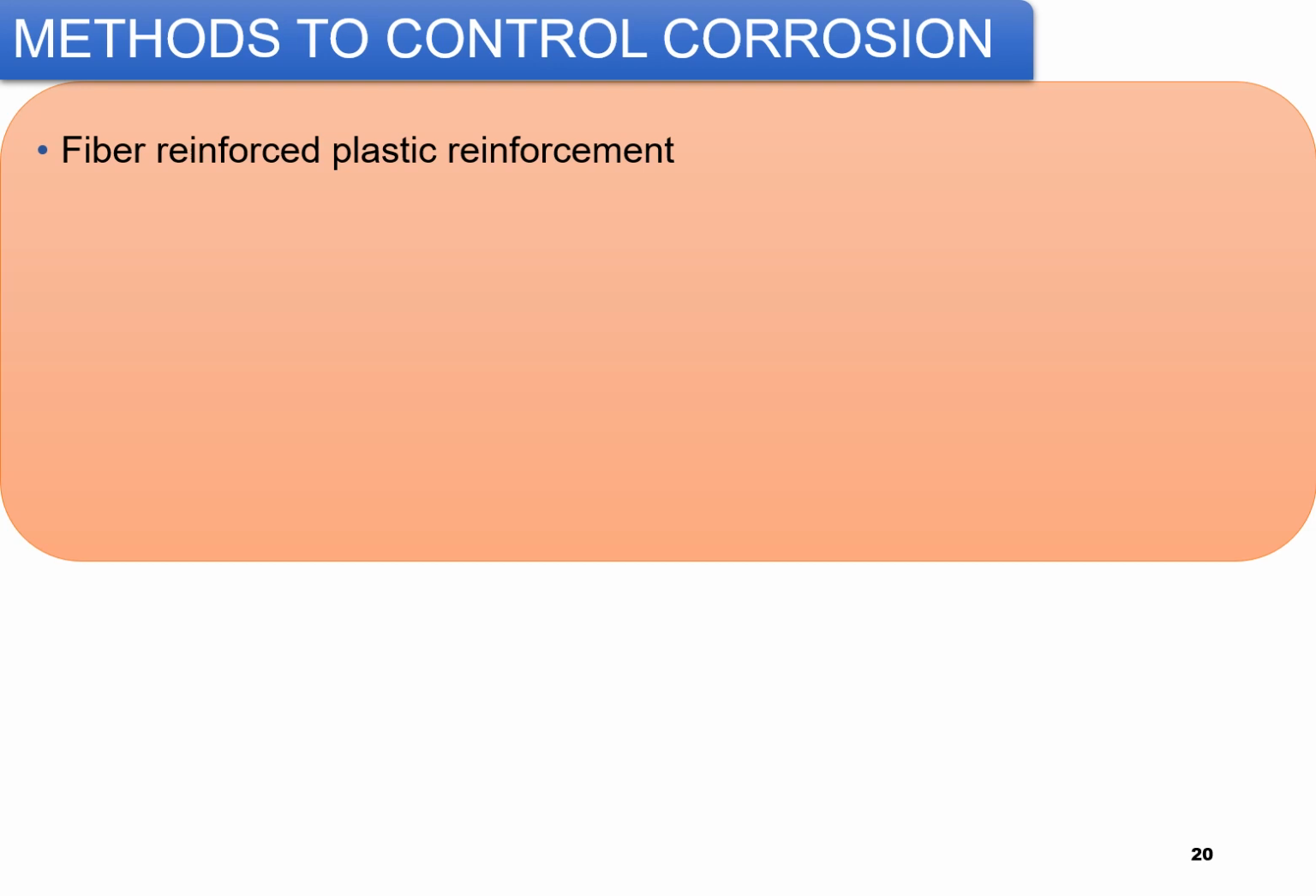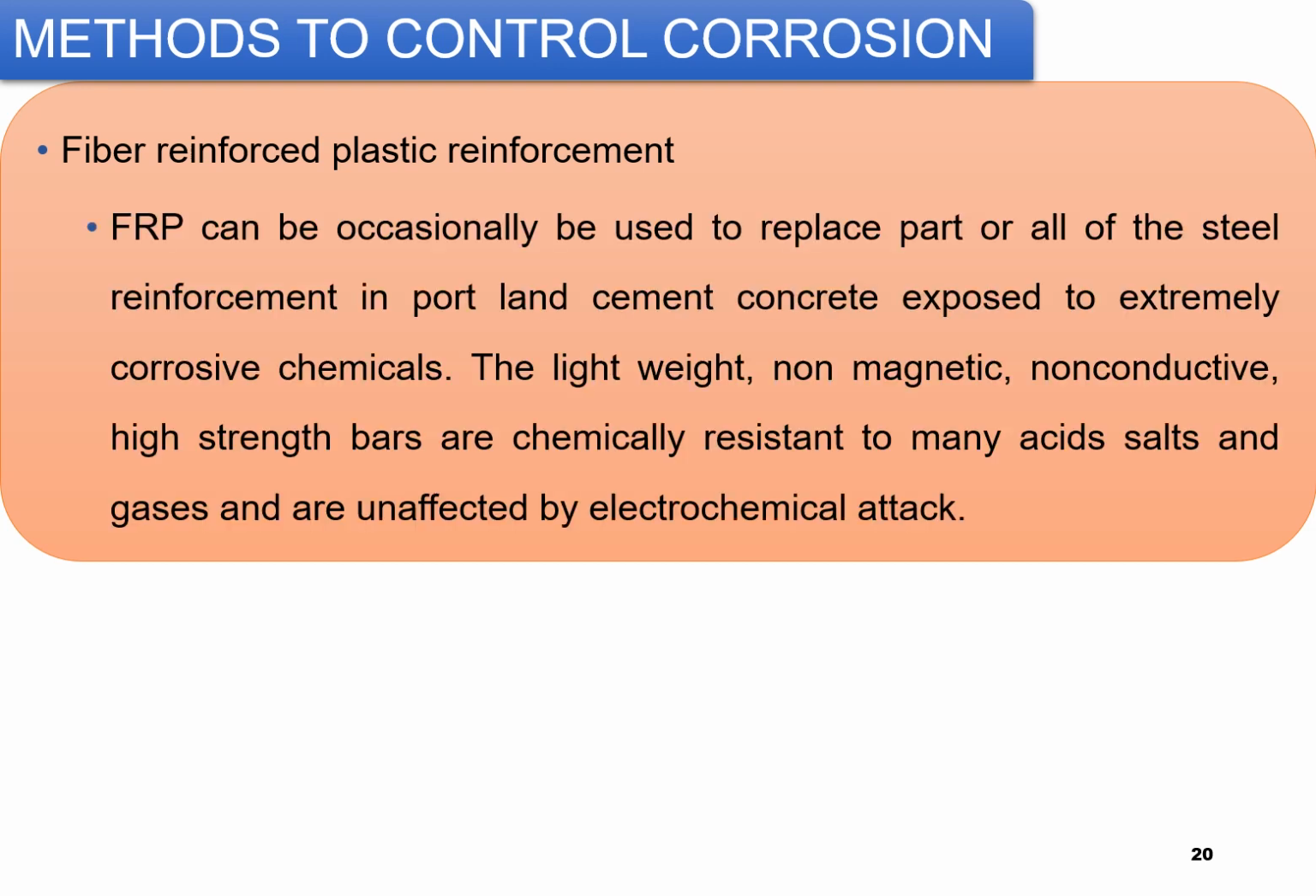FRP can be occasionally used to replace part or all of the steel reinforcement in Portland cement concrete exposed to extremely corrosive chemicals. The lightweight, non-magnetic, non-conductive, high-strength bars are chemically resistant to many acids, salts, and gases and are unaffected by electrochemical attacks.